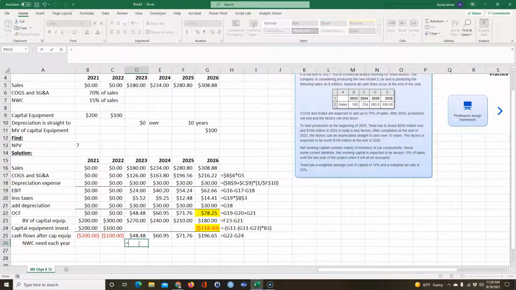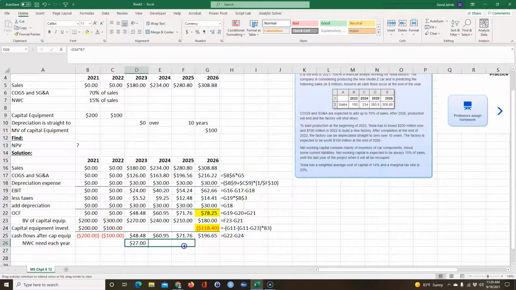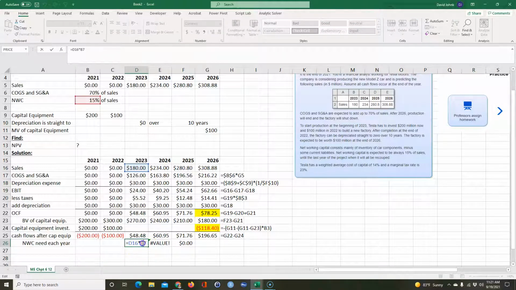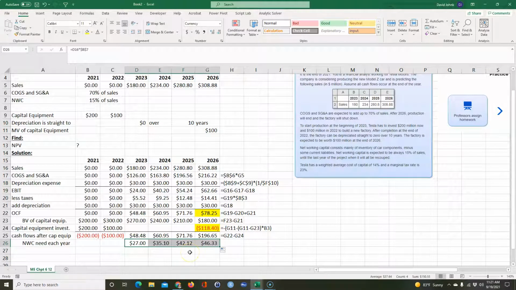So it's going to be equal to the net working capital we need is here's our sales, and you're going to take it times 15%. So you need that much net working capital. Whoops, I forgot to F4 that 15%, so it caused me problems because it moved when I copied it across. So this is kind of how much inventory you need in stock, things like that, in order to run your factory, right?